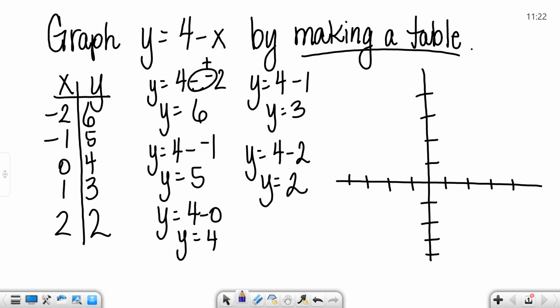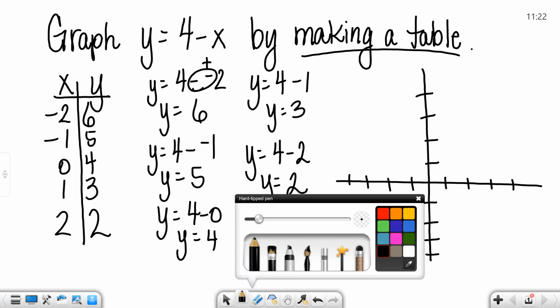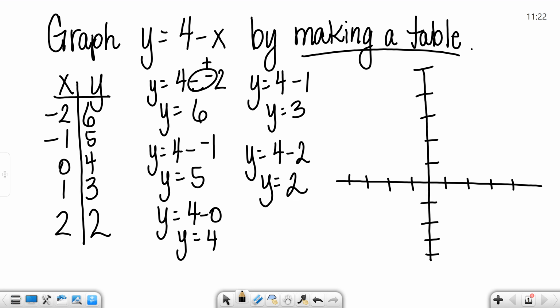All right, so the ordered pair -2, 6. I'm going to need to make my graph a little bigger. It'll run into my little word up there. Okay, so negative 2, 6 is going to be way up here. Negative 1, 5, 0, 4, 1, 3, and 2, 2. So I have graphed those ordered pairs, and now I'm going to connect them.